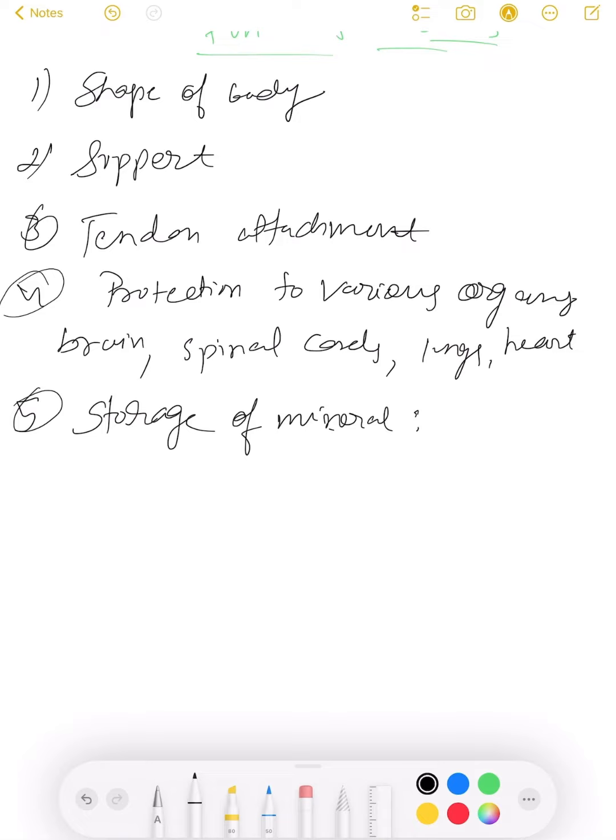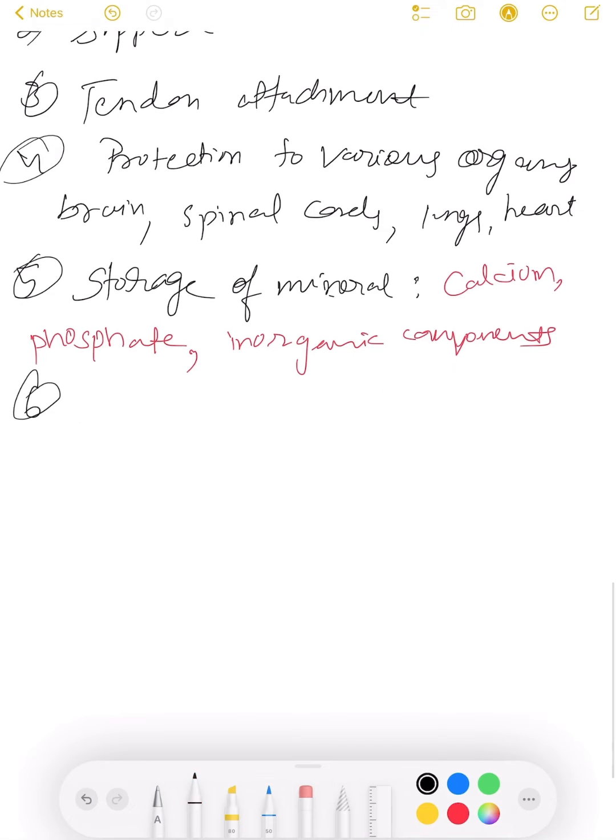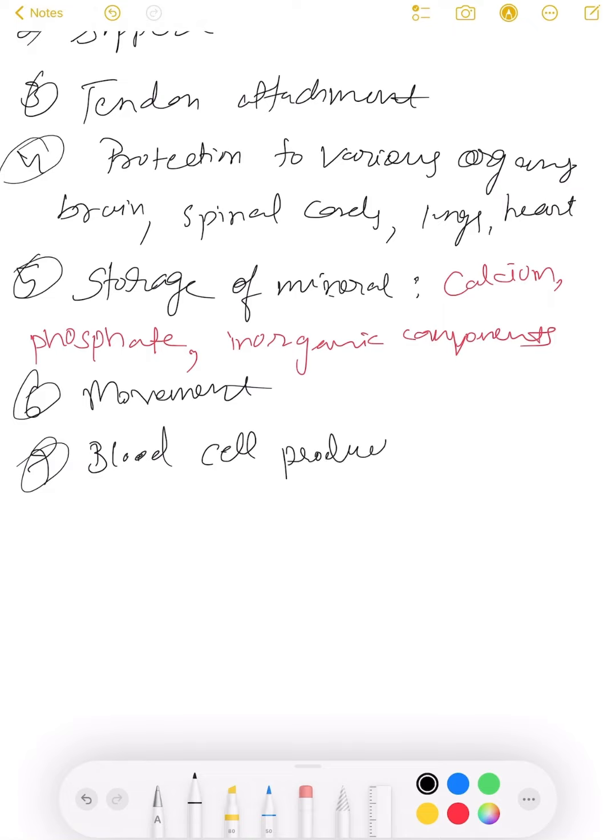Then you can say calcium, phosphate, and inorganic components. Another function is movement. Then blood cell production in bone marrow, RBC, WBC from the bone marrow via hemopoiesis.